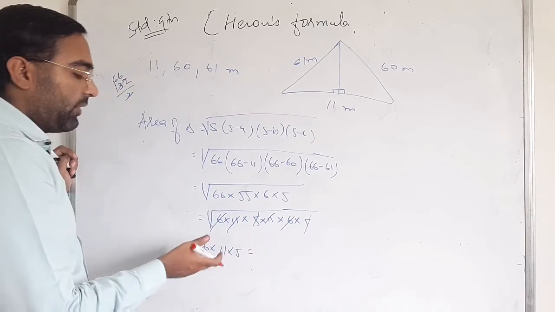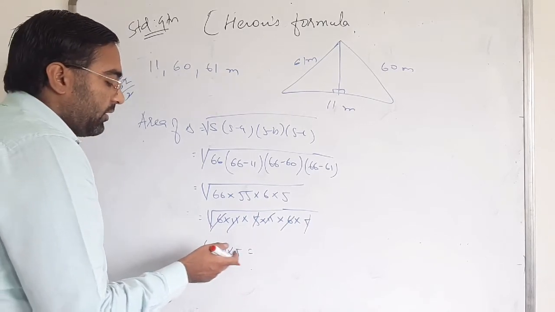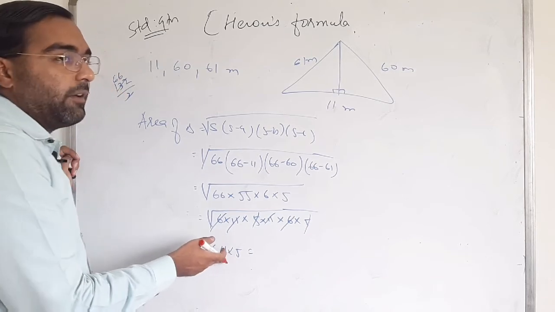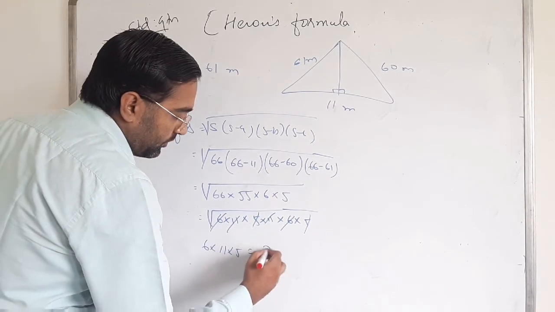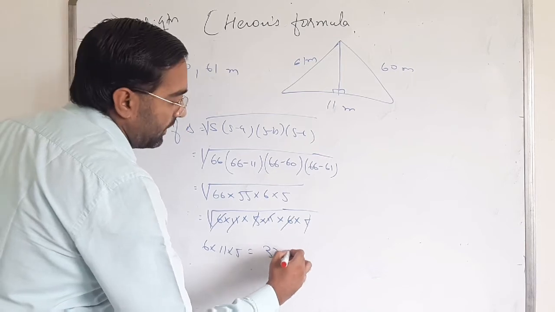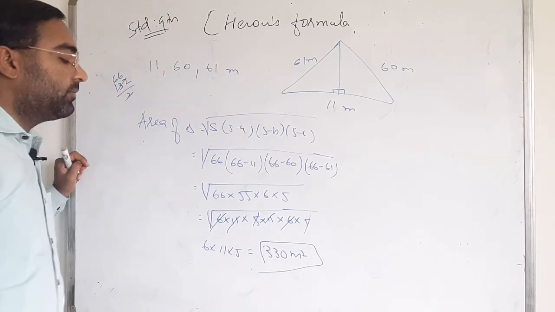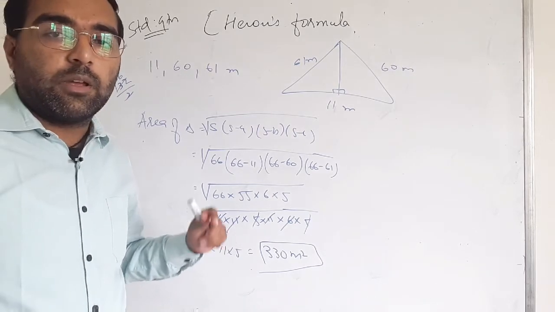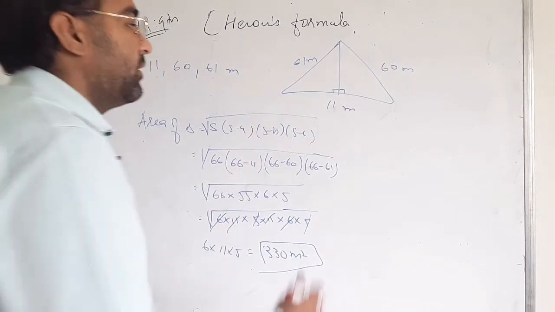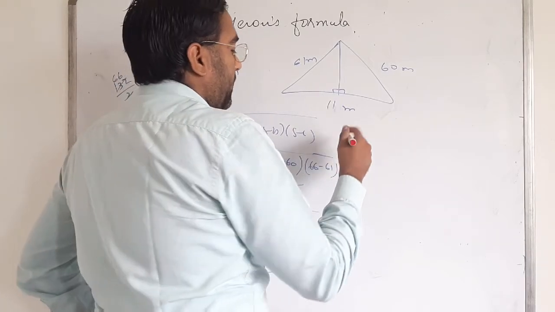So your area of the triangle will be 6 5s are 30, 30 into 11, that is 330 meters square. Okay, clear? Now we have to find the height, or altitude, of the triangle.